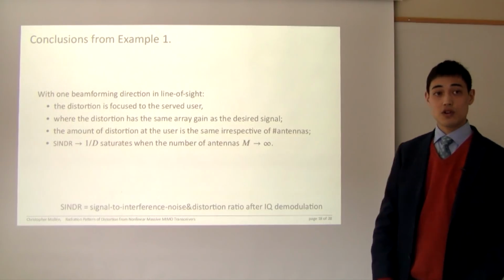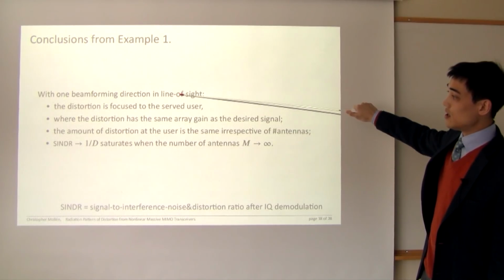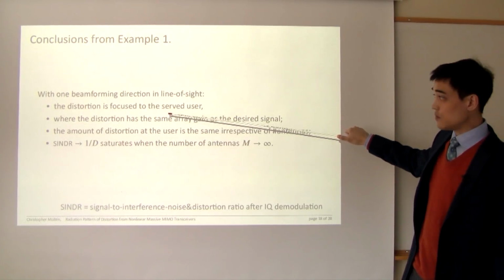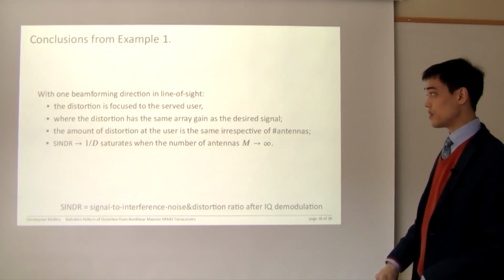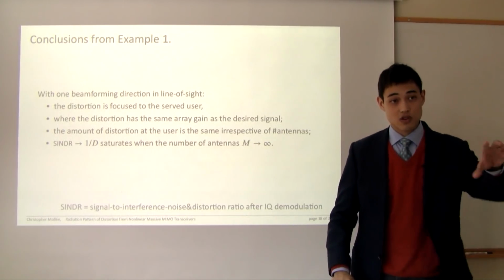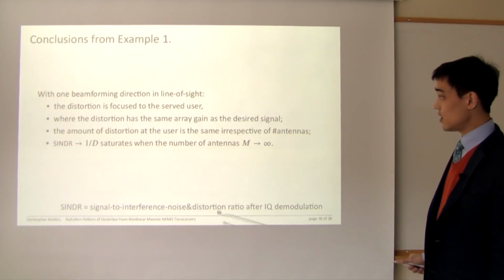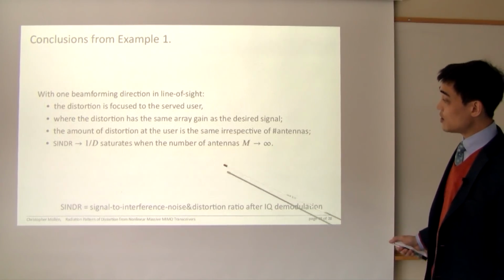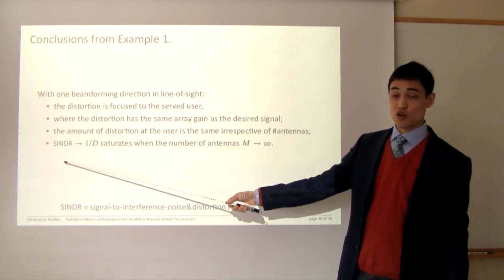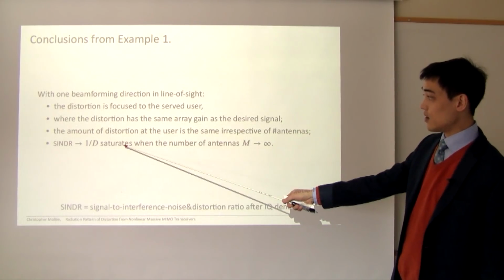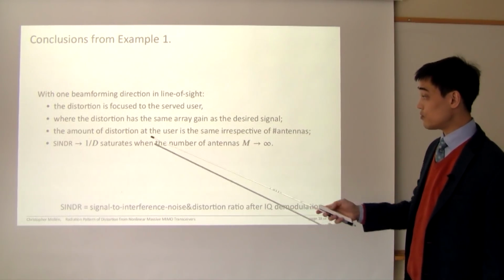So the conclusions we can draw from this example is that when we have one beamforming direction in line of sight, the distortion is focused towards the served user, and in that direction the distortion has the same array gain as the desired signal. So the amount of distortion that the user receives will be the same independently of how many antennas we have. And in the regime of a very large number of antennas, the signal quality, as quantified by the signal to interference, noise, and distortion ratio, will saturate towards this 1 over D. And so will the performance.